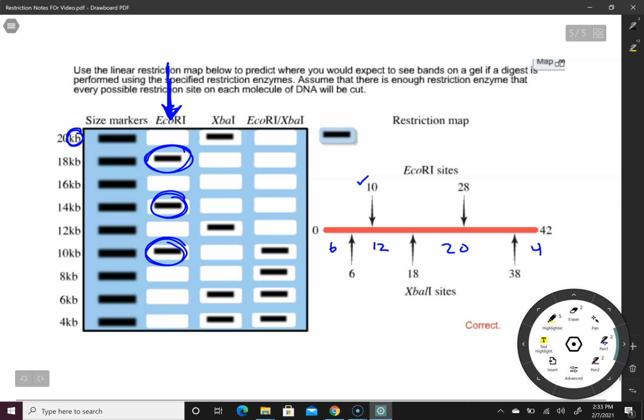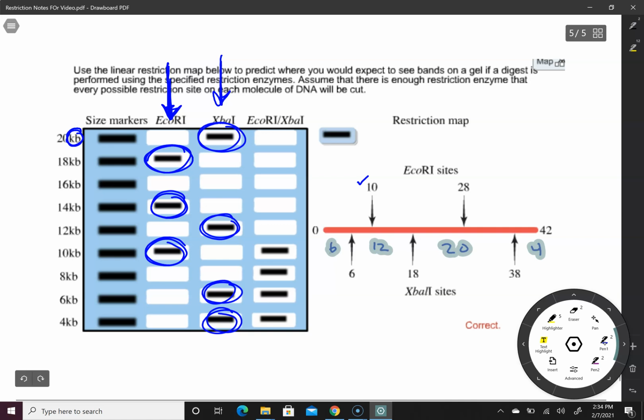If we ran the gel, let's see if it worked. 20 is right there. 12 is right there. 6 is right there. And 4 is right there. Okay, fine. Then, of course, they're going to try to trick you, because that's what they do.